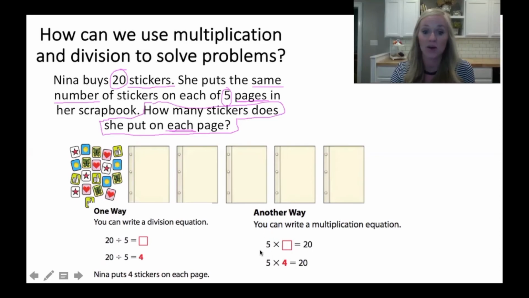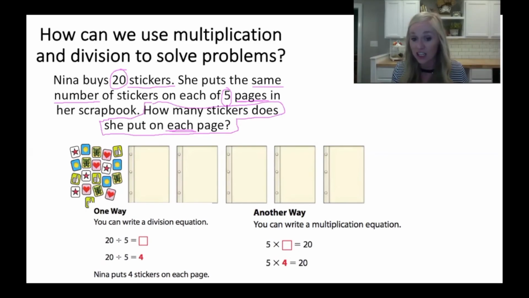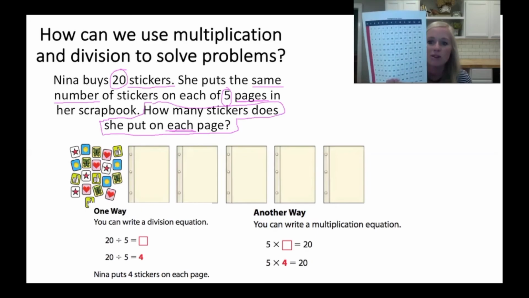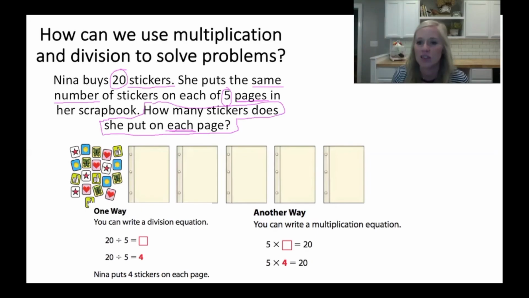I knew that there were 5 groups of something. That's what I'm trying to figure out. Okay, so 5 groups of how many stickers on each of those pages equals 20. Okay, now a lot of us can say 5, 10, 15, 20, so I know that that missing number would be 4. Once again, you could also use your multiplication chart, or you could use that picture, okay?